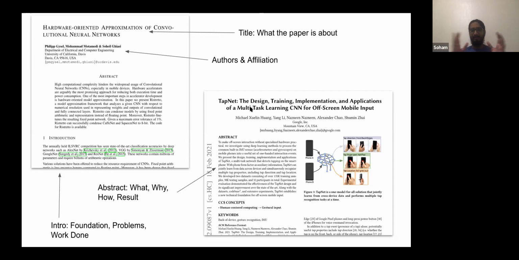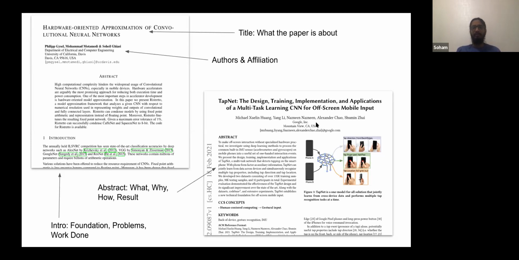But even though there are going to be a lot of differences, most papers will still have a few things that are common to them. All papers will have a title, and that title will tell you what the paper is about. Then after the title, you'll have the authors and their affiliation. So for instance, this paper has 3 authors, and they're all from UC Davis. Over here, all of the authors are from Google.